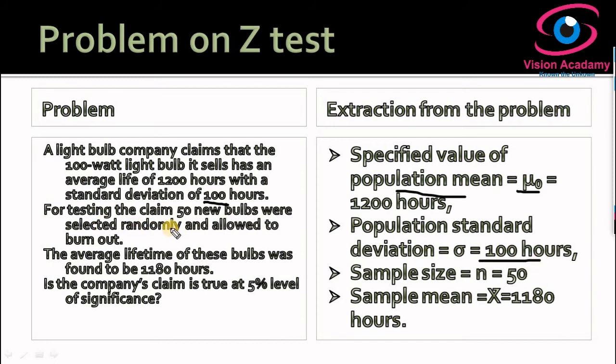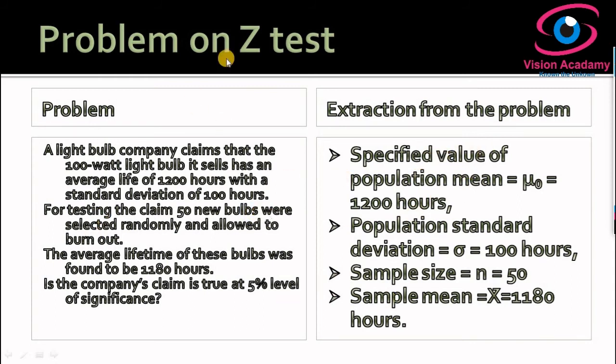And to test this claim, the company has selected 50 new bulbs. So 50 is the sample size. Sample size in this case is 50. After testing, the average lifetime of these bulbs was found to be 1180 hours. So this 1180 hours is the sample mean, and we have a 5% level of significance. With this information, we can apply the formula and test the hypothesis.